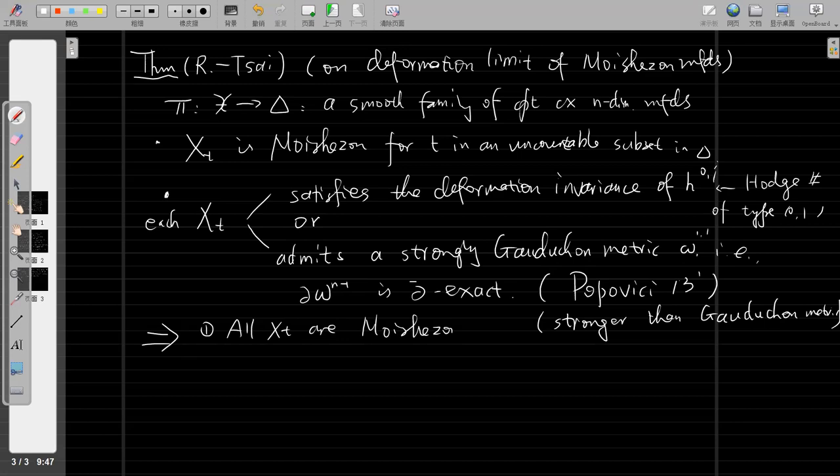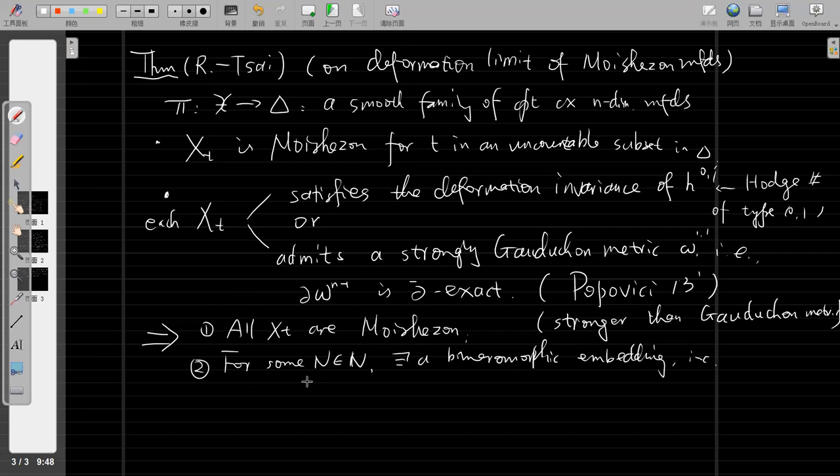And the second one is a byproduct of this theorem. We can get a bimorphic embedding for some integer. There is a bimorphic embedding. That means we have the following commutative diagram.